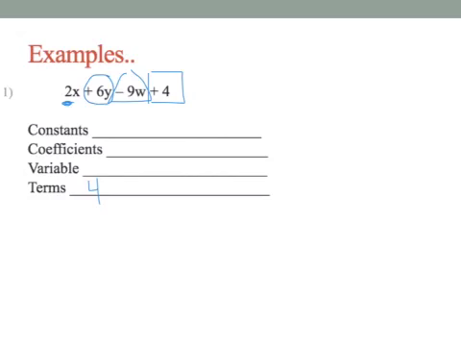Okay, and then I'm going to go to variables next. So our definition for variable was a letter that represents your unknown. So it's going to be a letter that represents an unknown. So we have a variable x, comma, we have a variable y, comma, and we have one more variable, which is a w.